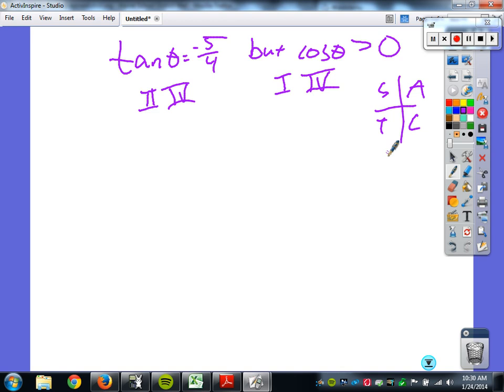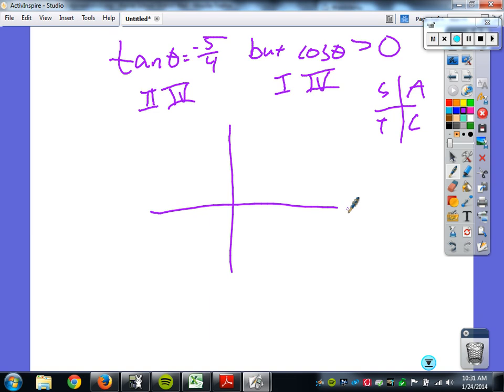Does everybody understand that? So are you thinking of positive at both of them? Nope, he's negative. So tangent's negative, so that's why I gave you 2 and 4. Cosine's positive, that's why I was in 1 and 4. Does that make sense to everybody? Does everybody understand where you're going to find out where they go?